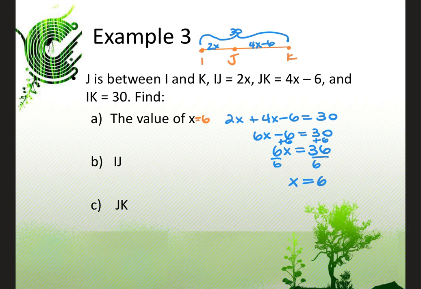To find IJ, we're going to have to take what IJ equals, which is 2x, plug in 6 in the place of the x, so it's 12. And to get JK, we're going to have to take 4x minus 6, plug the 6 in for the x, so it would be 4 times 6 minus 6, or 24 minus 6, which is 18.